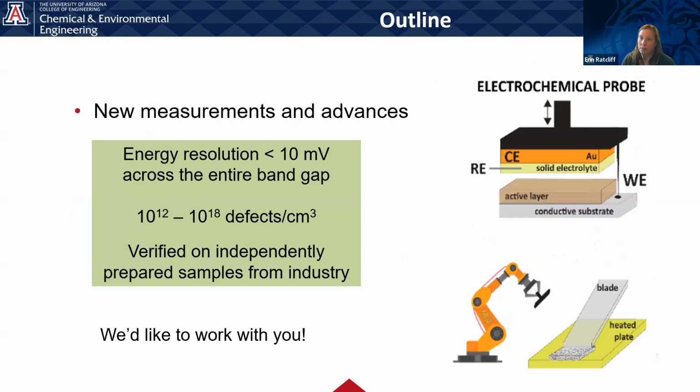Our state of the art is we're below 10 millivolts or 10 millielectron volts, if you will, across the entire gap. I showed you acceptor defects. We can also do donor defects near the conduction band. All right. We can go across 6 orders of magnitude now. We're down to 10 to the 12th, and I'm going to show you an example of that.